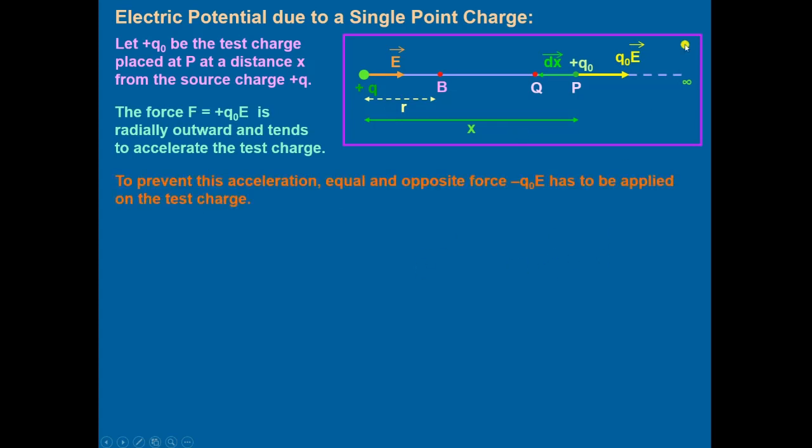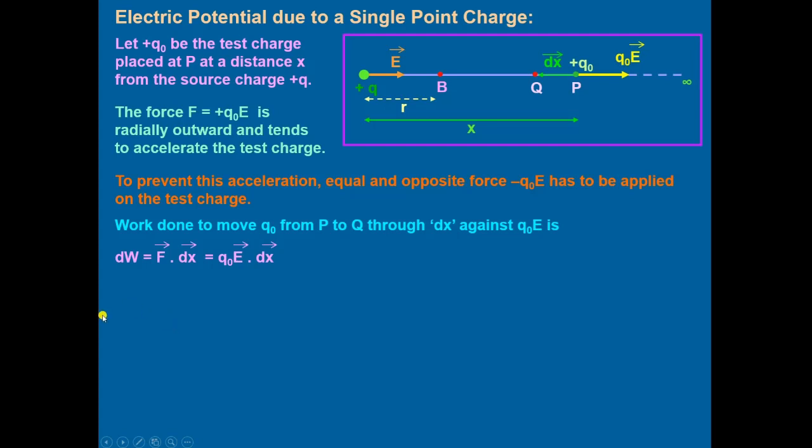charge. To prevent the acceleration, an equal amount of opposite force has to be applied on this charge. That will be minus q naught E, which has to be applied to prevent the acceleration. Then the work done to move this q naught from P to Q through a small displacement dx against this q naught E is dW.